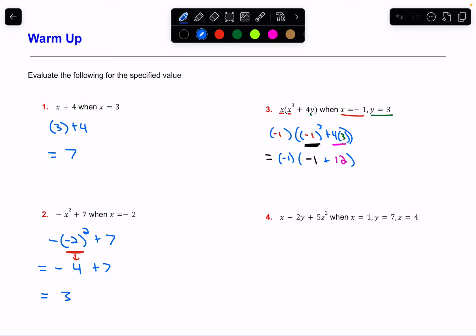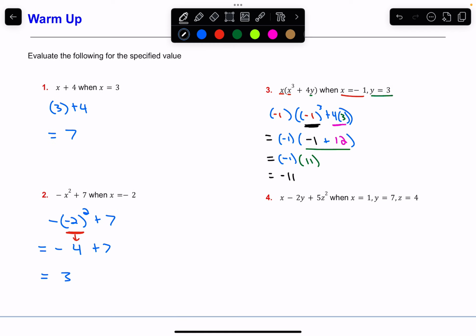Okay, so now inside of those parentheses, I have negative 1 plus 12. That is positive 11. Okay, so now I have negative 1. And again, negative 1 plus 12 is going to give me positive 11. Negative 1 times 11 is just negative 11. All right, so then we're done with that one.